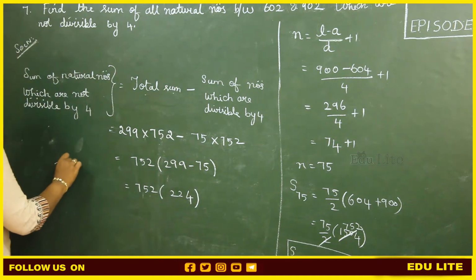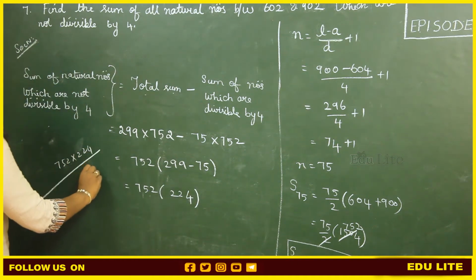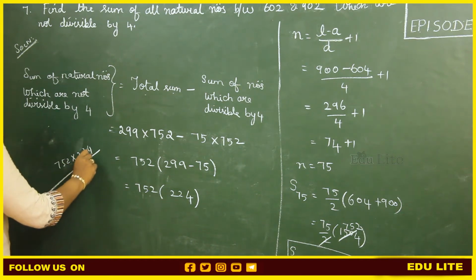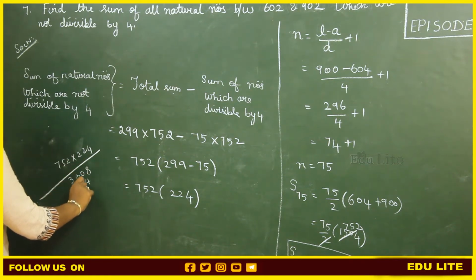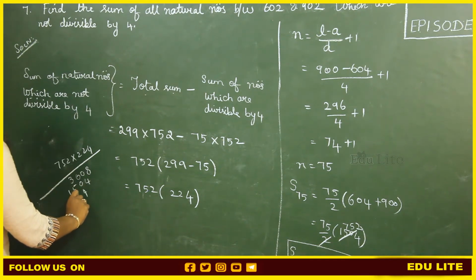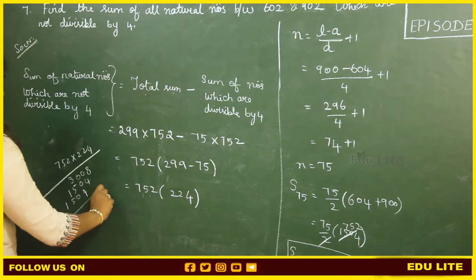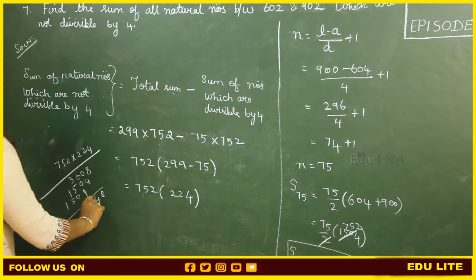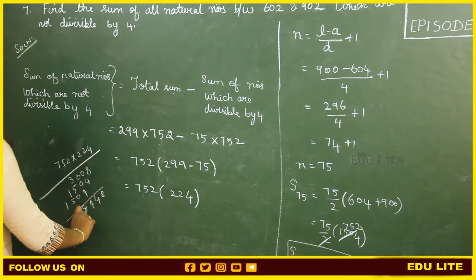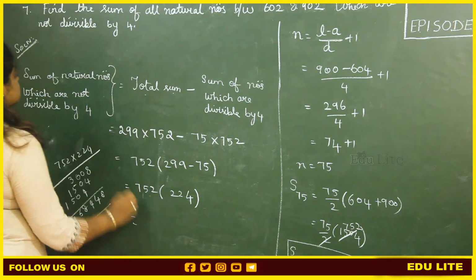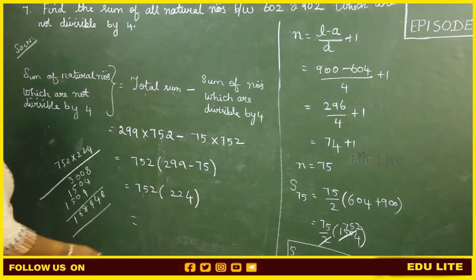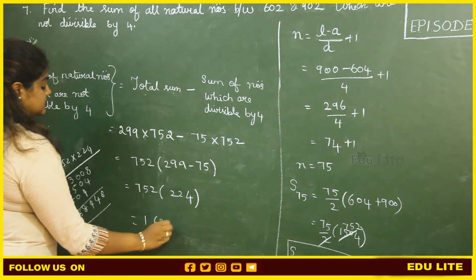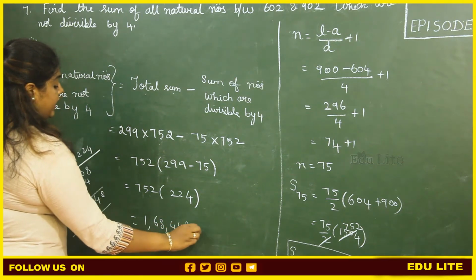It is 224. So 752 into 224, 8, 20, 28, 30. 2 2s are 4, 10, 14, 15. 8, 4, 4, 8, 6, 1. So, the sum of all natural numbers between 602 and 902 which are not divisible by 4 is 1,68,448.